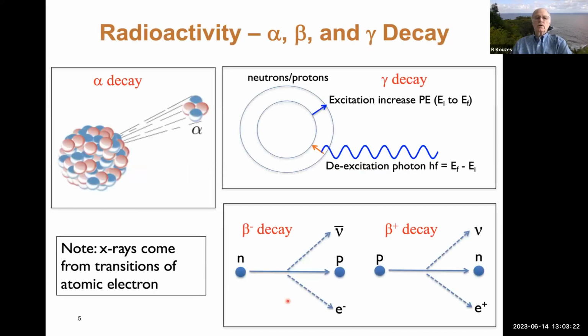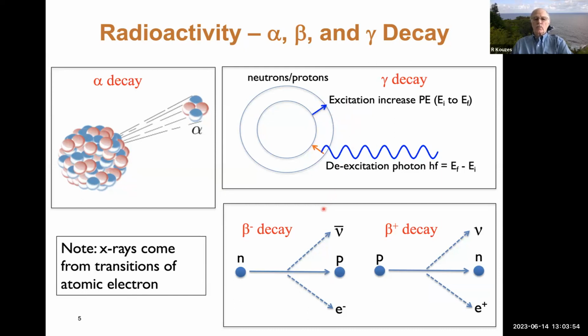So when we talk about radioactivity, we often mean alpha, beta, and gamma decay. So just to remind you, alpha decay is when a heavy nucleus spits out a helium nucleus, 2 protons and 2 neutrons. Gamma decay is due to transitions within the nucleus of protons and neutrons. They're excited and then decay back to a stable state and emit gamma rays, which are energetic photons.